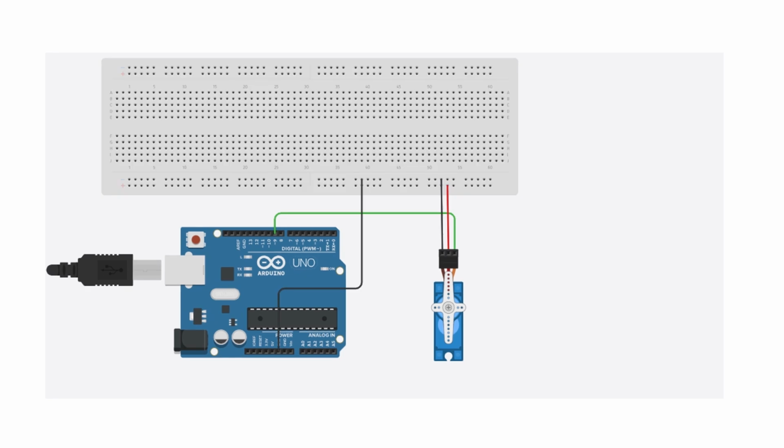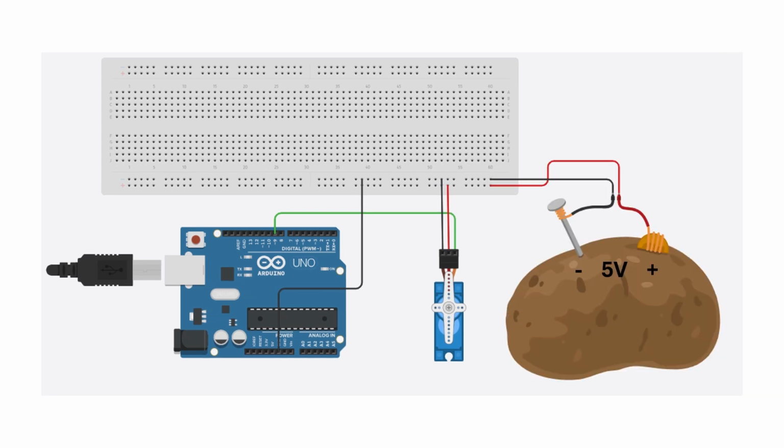To do that, I'm going to use a breadboard and I'm going to use the power rails of that breadboard, and I'm going to plug the positive end of an external power source into the positive of the servo and the negative end into the negative of the servo. In this case, my external power source is represented by a potato.